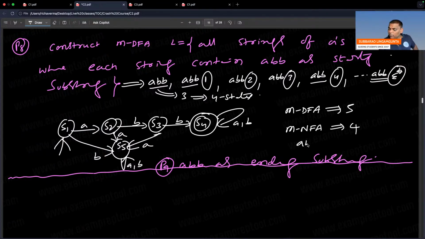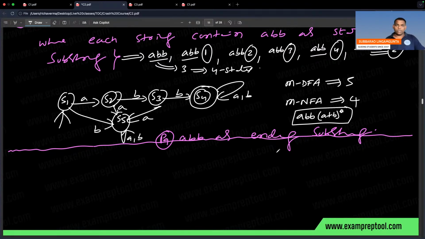Can you see this one? ABB compulsory. After ABB, anything can come. (A+B)*. It is a regular expression. After ABB, anything can come. (A+B)*. Right? Let's come to here.